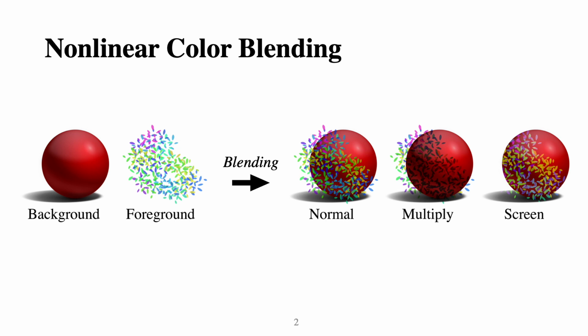For example, a creator can utilize the screen or multiply blend mode to produce the desired mix of lighting and darkening effects. Such nonlinear operations assume that images have layer structures.